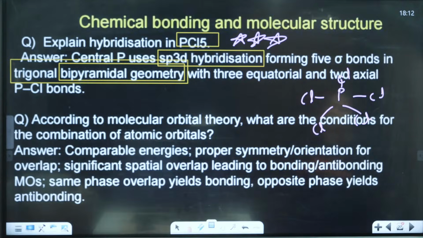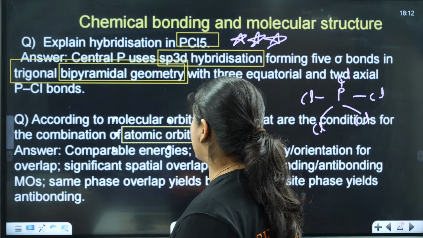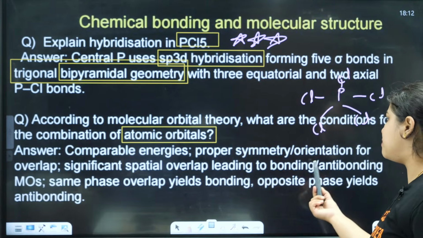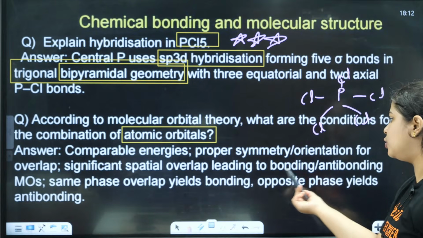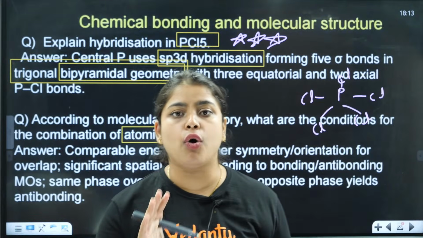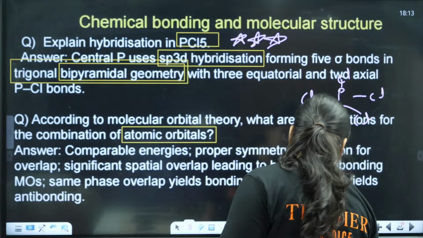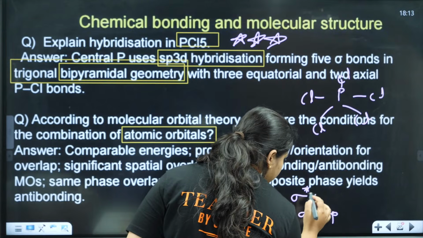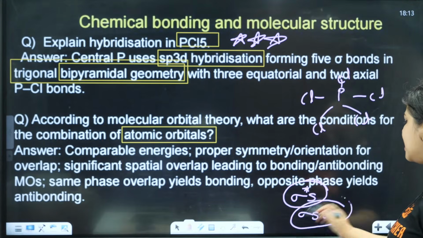According to the molecular orbital theory, what are the conditions for the combination of atomic orbitals? Comparable energies, proper symmetry or orientation, and significant spatial overlap, leading to bonding or anti-bonding MOs. You already know this from hybridization. First write sigma for bonding, S or P, anything you can take. For anti-bonding, write sigma star. This is called anti-bonding; normally it is called bonding.